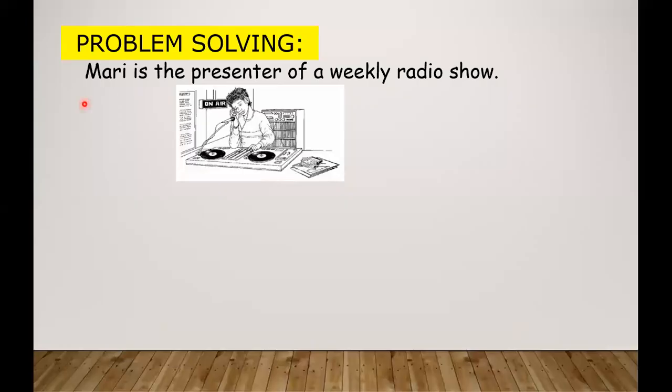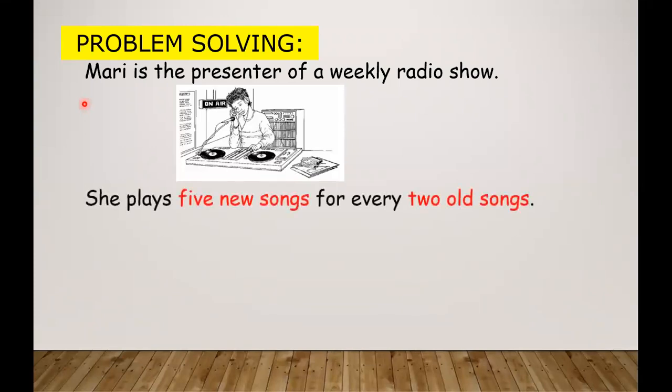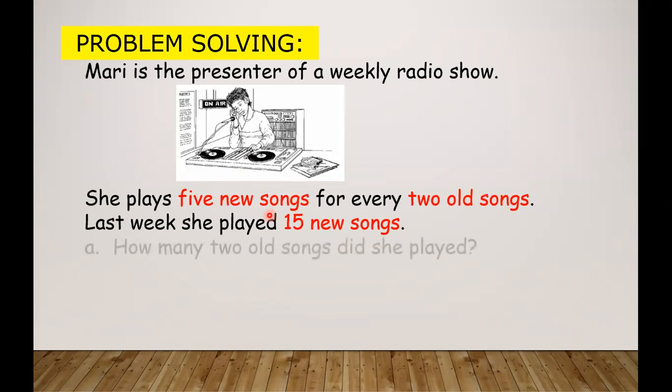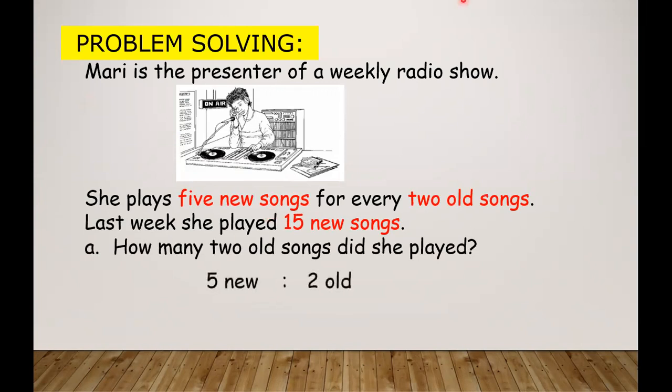Okay, let's solve one problem here. Marie is the presenter of a weekly radio show. She plays 5 new songs for every 2 old songs. Last week, she played 15 new songs. How many old songs did she play? Now this is our guide: 5 new songs for every 2 old songs. Last week she played 15 new, meaning this is 15.